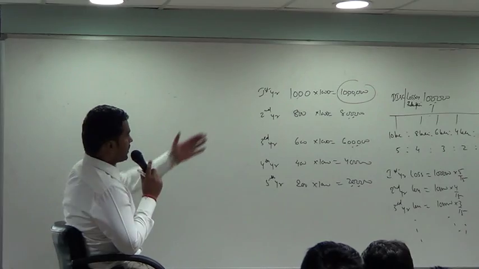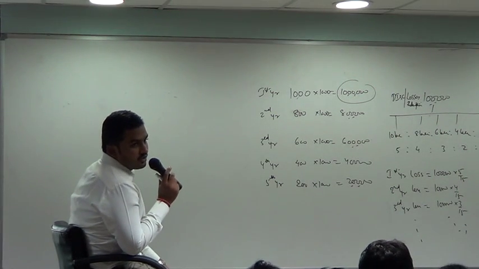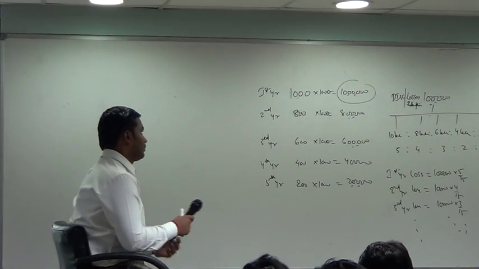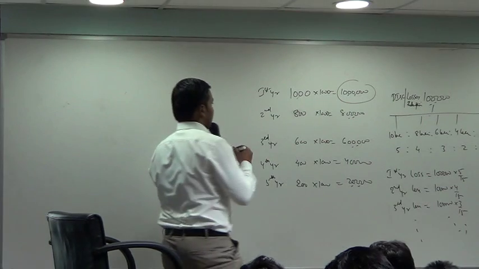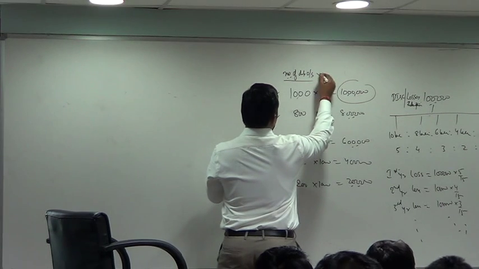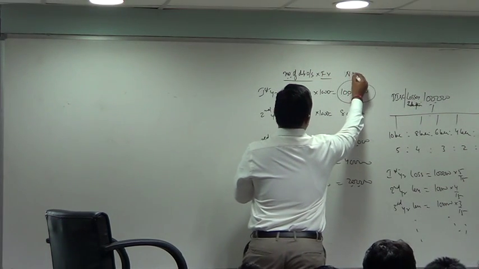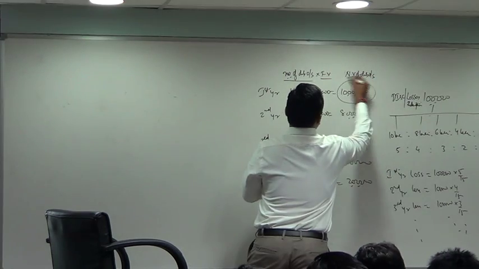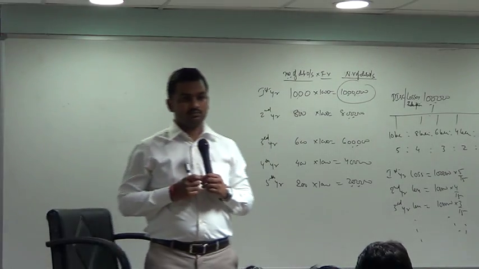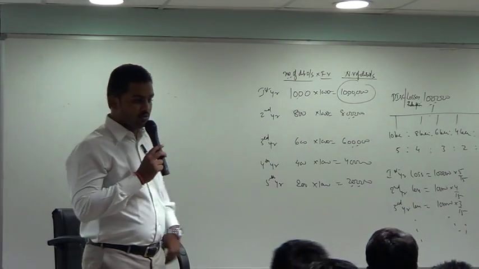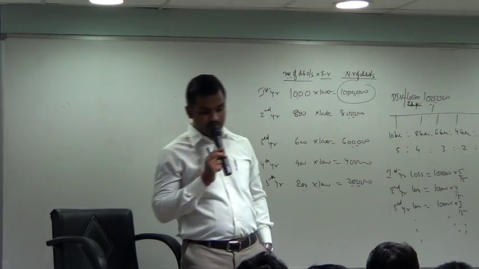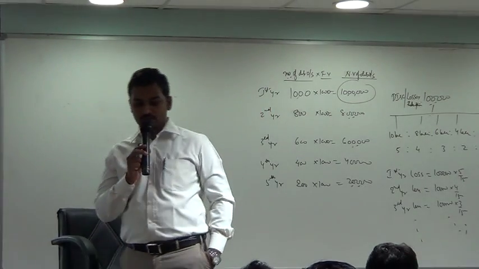We have found out the loan outstanding amount at the beginning of each year, and in that ratio we have shared the loss. Or you can put a heading here: number of debentures outstanding into face value, nominal value of debentures outstanding. This is how you deal with discount on issue of debentures or loss on redemption of debentures.